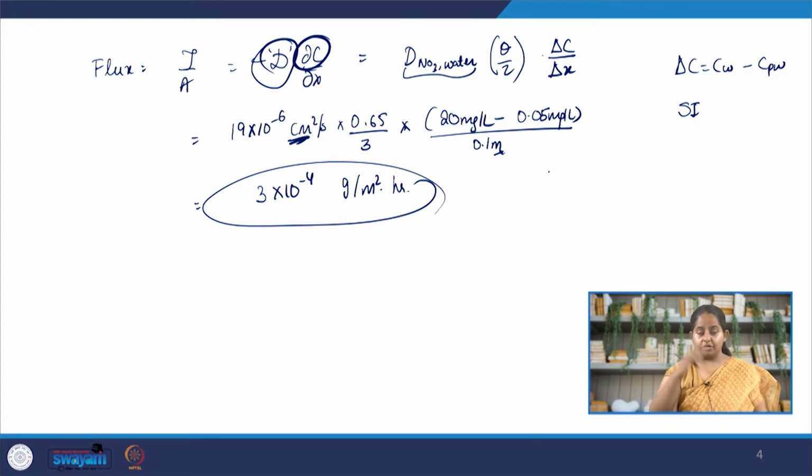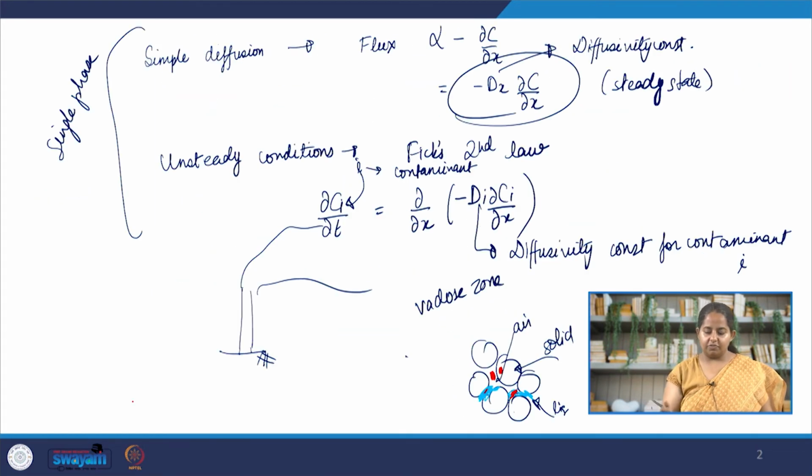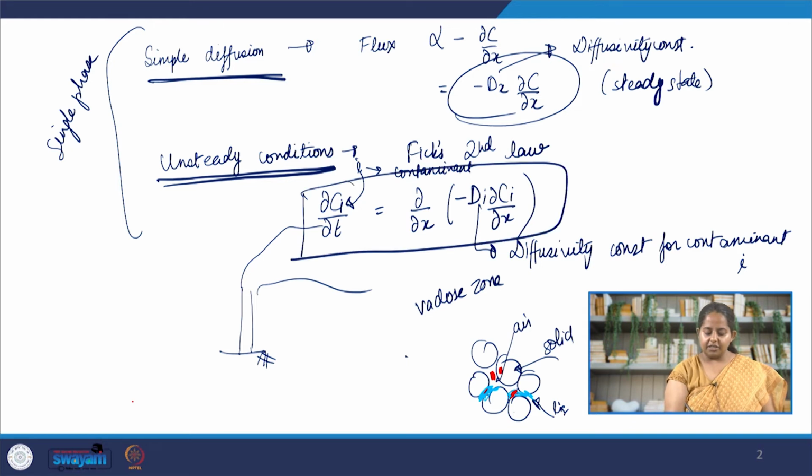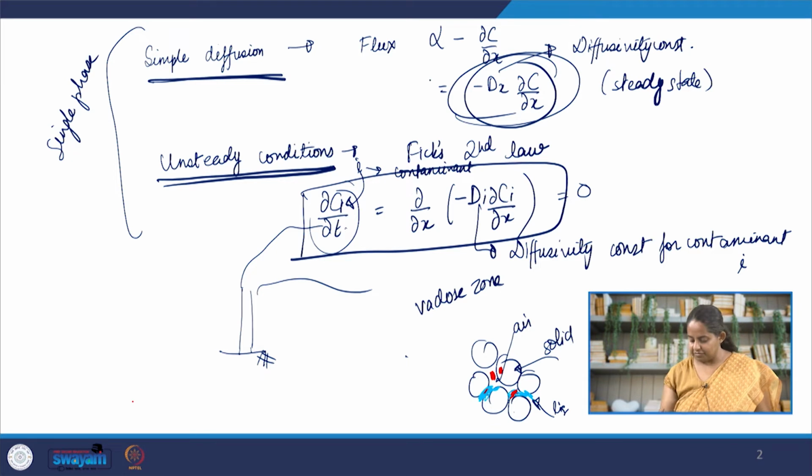So to summarize, we looked at simple diffusion at steady state, which is very simple, which we have used earlier. I also gave you the formula for simple diffusion under unsteady conditions. So this is the case when del C by del T is not equal to 0. Now here's the fun thing. Fick's second law can be used to figure out Fick's first law. In unsteady state, del C by del T is not equal to 0. In steady state, this equals 0. So this becomes constant, which is basically the constant flux.